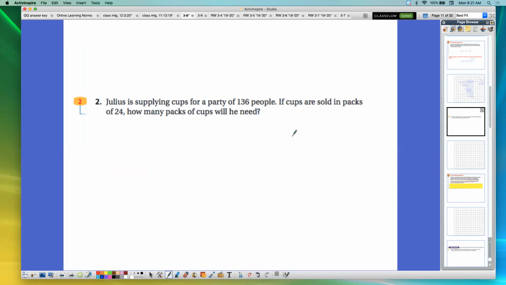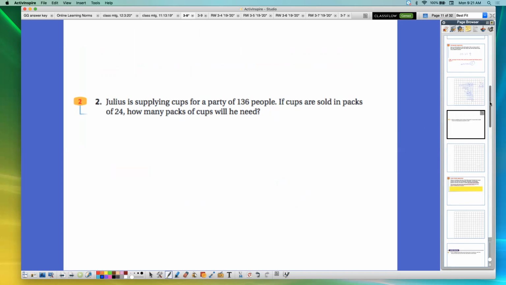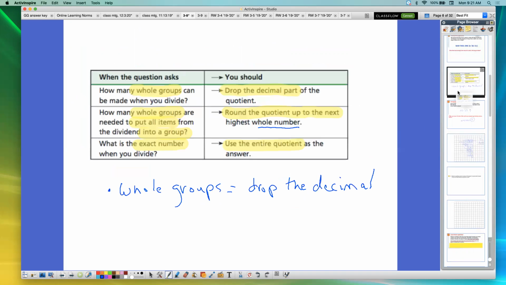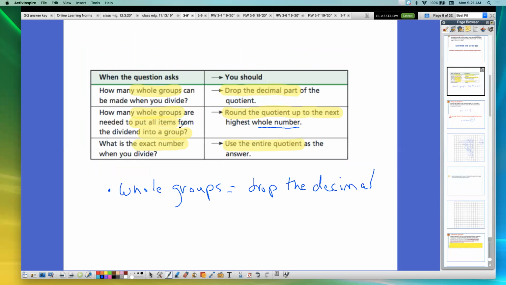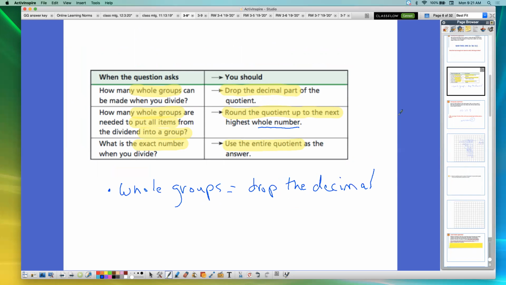Okay, how many packs of cups will he need? So, again, just real quick, I want to come up here. Which one of these do we think it is? Are we looking for whole groups? Whole groups are putting all items into a group, or an exact number?